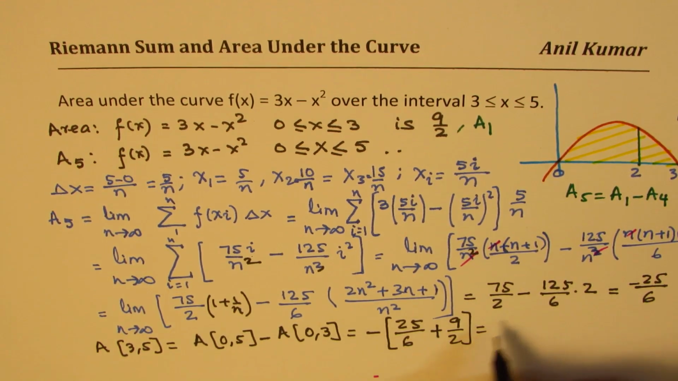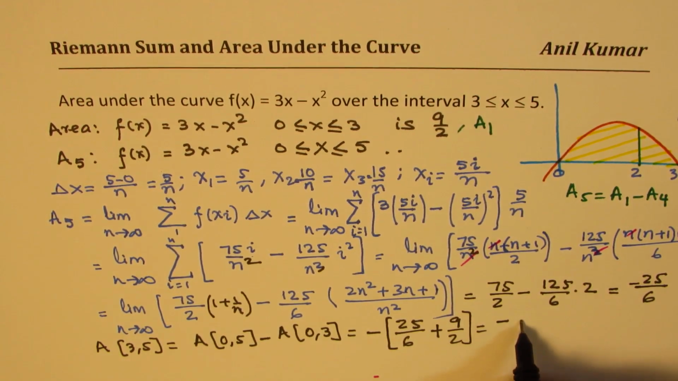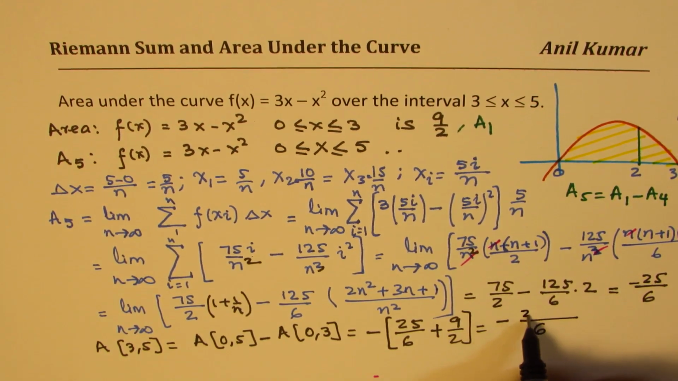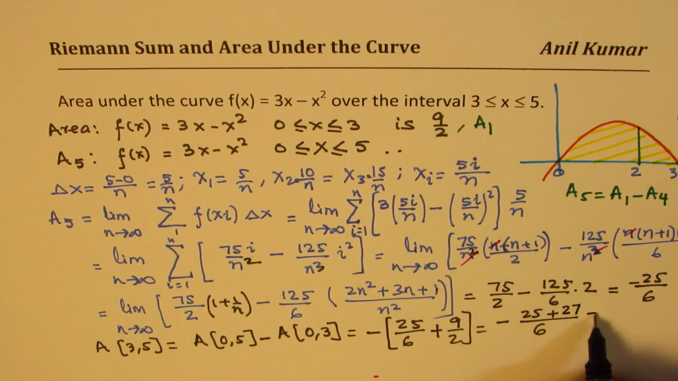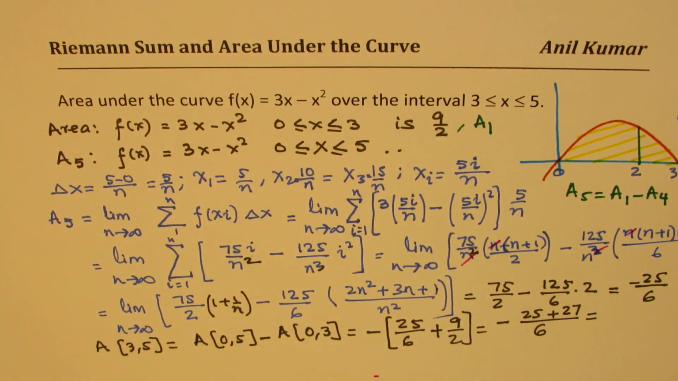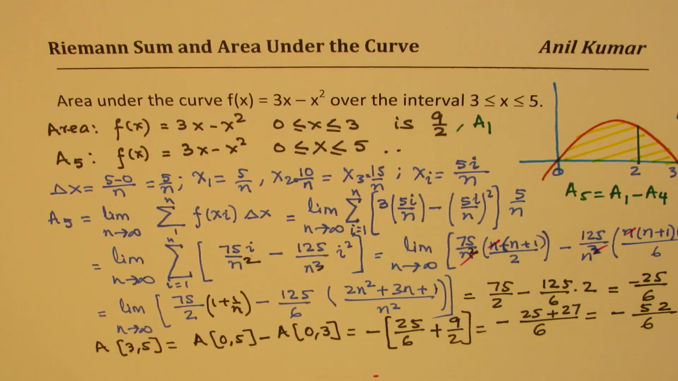So when you add this up, what do you get? So you get negative because it's going downwards. That's why it is negative. And you can take a common denominator of 6, and you get 25 plus 3 times 9, 27, correct? And you can add them up to get your right answer. So which is negative of 52 over 6. So that is what we get as the area between 3 to 5. Is that clear to you?